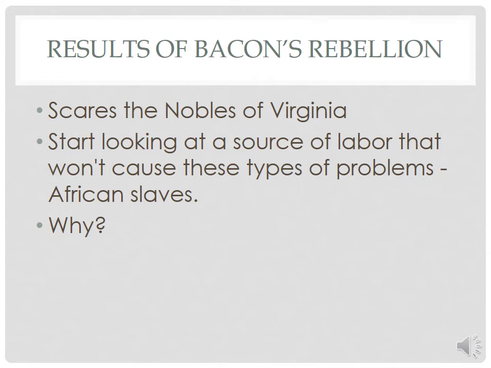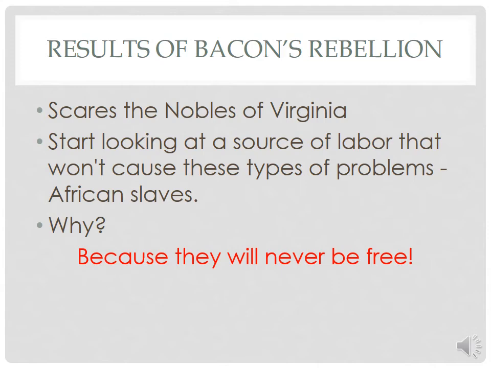So what were the results of Bacon's Rebellion? Well, Bacon's Rebellion scares the nobles, the high society in Virginia, and they start looking for a source of labor that won't cause them these problems. And they finally find that solution. That solution is West African slaves. Why? Because they'll never be set free.